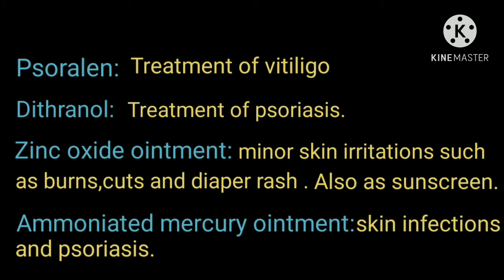Psoralen is used for treatment of vitiligo, dithranol for the treatment of psoriasis, zinc oxide ointment used for minor skin irritations such as burns, cuts and diaper rash, also as sunscreen, and ammoniated mercury ointment used for skin infections and psoriasis.